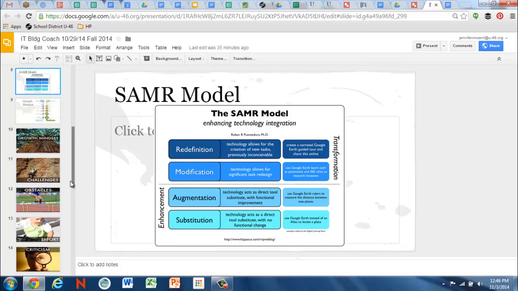So our goal is to move towards redefining teaching and learning with teachers and helping them see how they might integrate technology, but reintegrate it at the level of R, according to the SAMR model. So we'll discuss this more, but we just wanted to make sure everybody had an awareness of what the SAMR model is, and you can Google that and search for more information.